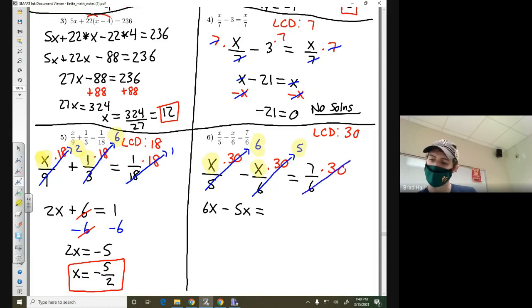Next one. 6 goes into 30, again, 5 times. We have a 7 left over, a 5 left over. And remember, this is all multiplication, so don't add these two together. This is multiplication. 7 times 5 is 35. Did I lose anybody so far?